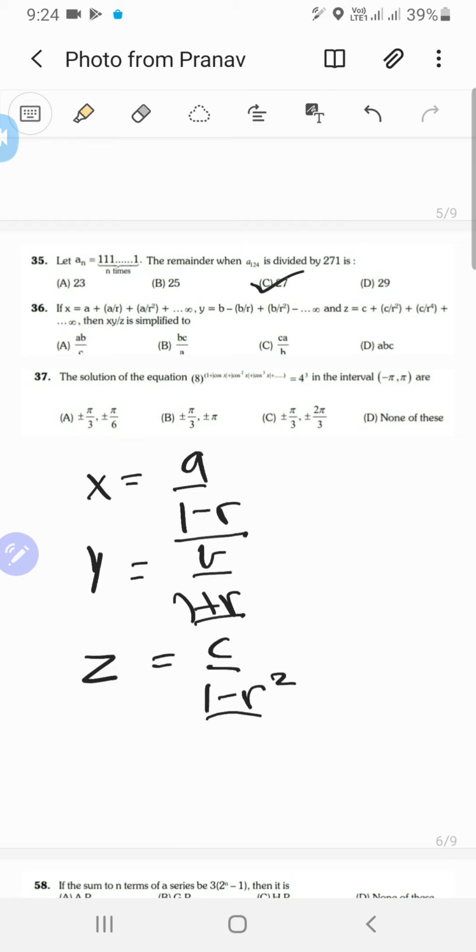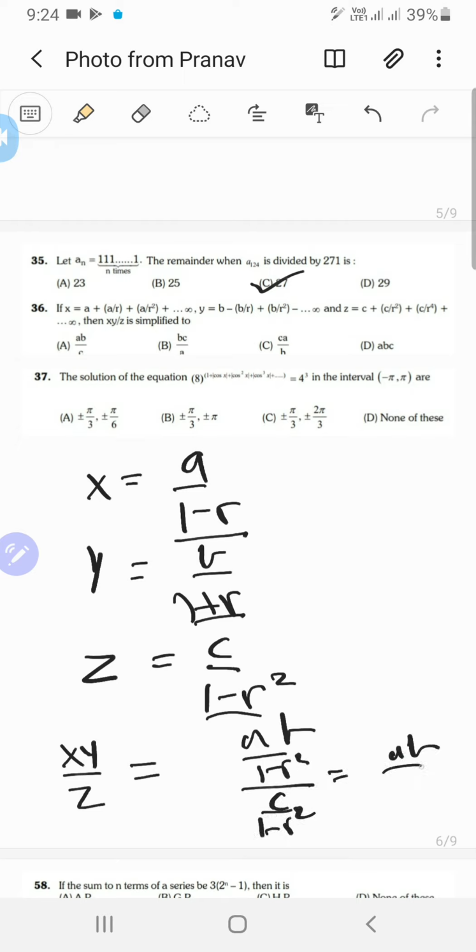Alright, so just multiply by x. Xy upon z. So x into y upon z is going to be ab upon 1 minus r squared upon c upon 1 minus r squared, which is nothing but ab upon c. So this simplifies to ab upon c.